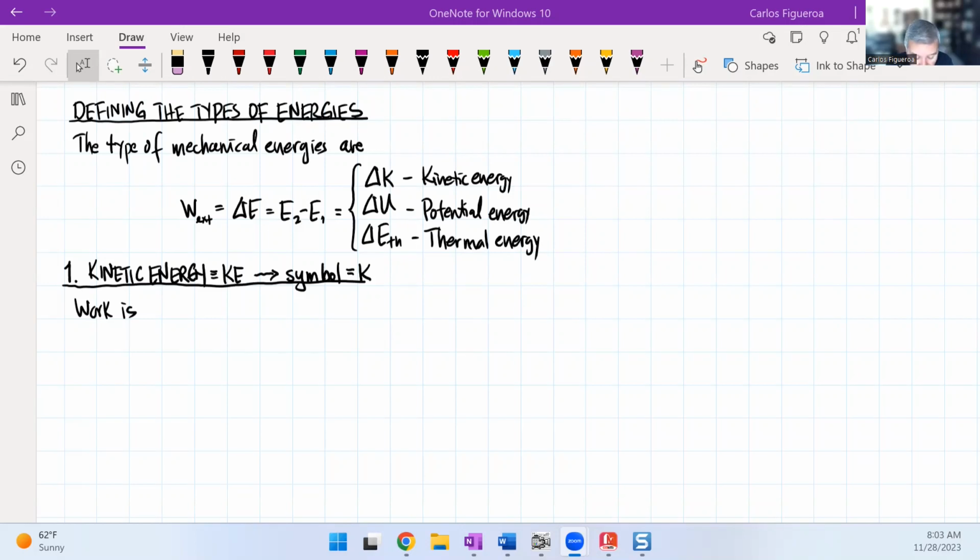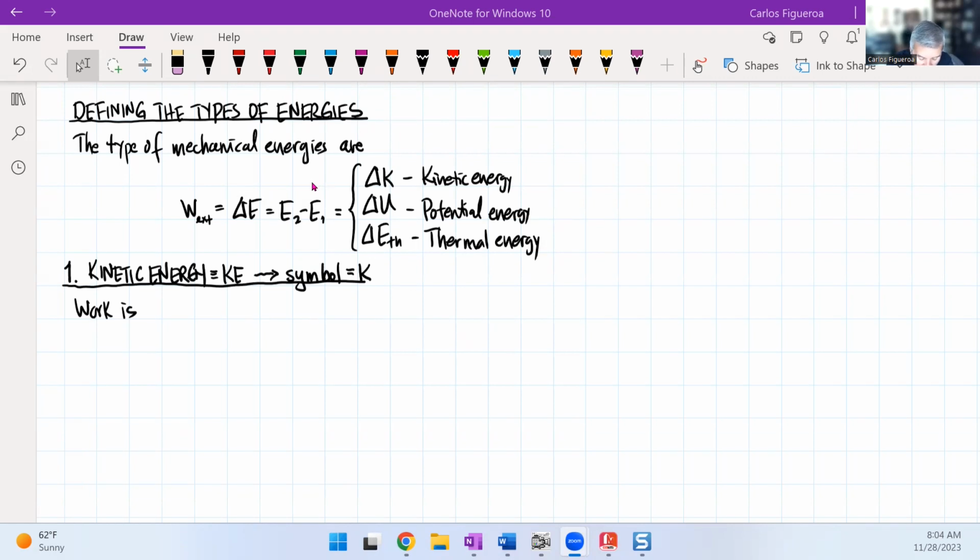What we want to do here is define the types of energies, and the only way we can define the types of energies is with the work energy theorem. The types of mechanical energies that we will deal with in this course: anytime I have an external work done on a system, it's going to change its energy. That means it goes from state one to state 2. That difference leads to 3 types of energies that we will consider: the change in kinetic energy, the change in potential energy, and the change in thermal energy.